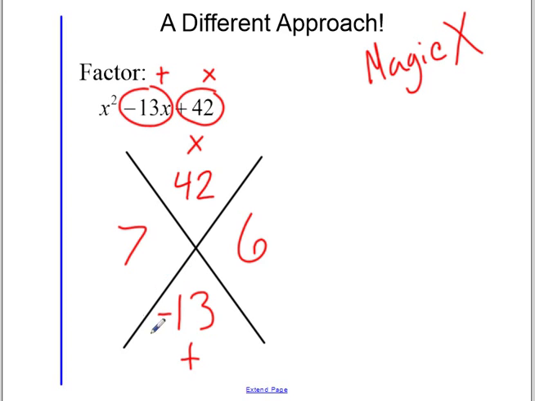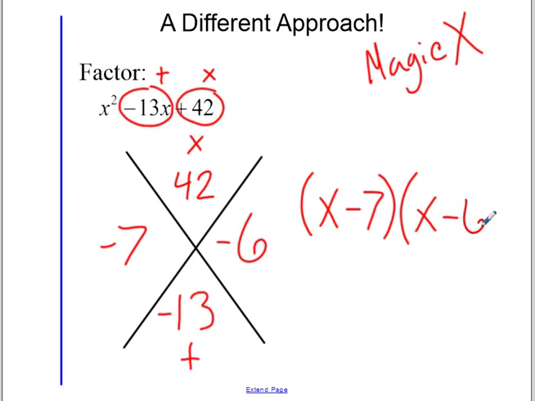So in order to make the puzzle fit, let's try changing the signs on my numbers. Negative 7 and negative 6 do make negative 13. And lucky for me, negative 7 times negative 6 make positive 42. These are the numbers that I want to put into my answer, into my binomials. So now it's time to set up my answer with an x minus a 7 and an x minus a 6.